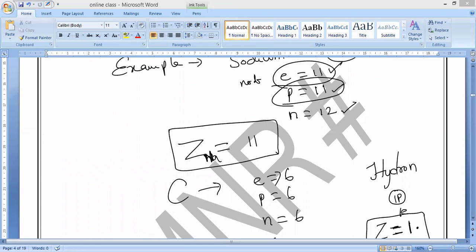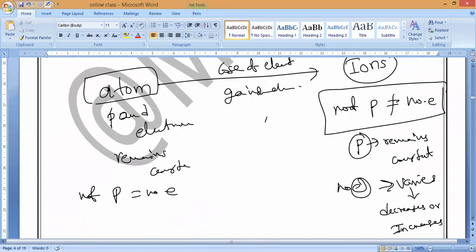Now, if I give the atomic number, you can get two properties of an atom. What are they, guys? Valency. The number of protons equals the number of electrons. During a chemical change, protons remain constant. During loss or gain of electrons, who will be involved in a chemical reaction? Electrons only. Electrons are the only ones involved in any chemical reaction.